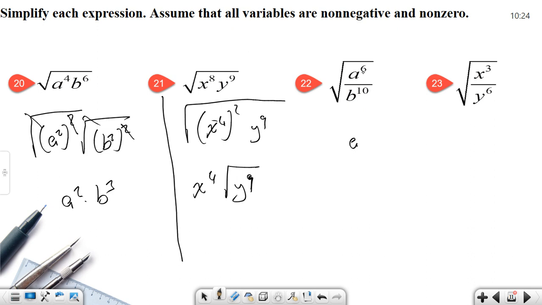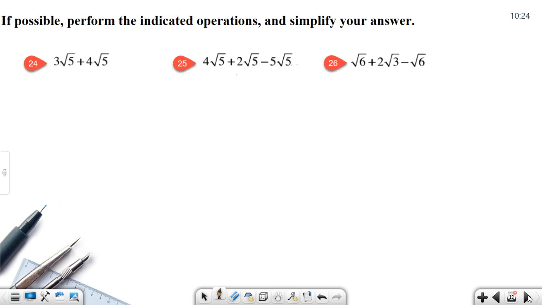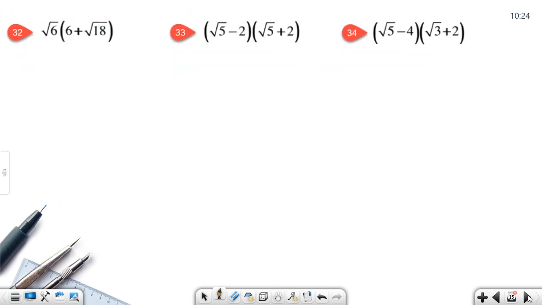The same goes for that one. That's going to be 6 divided by 2. You can try that one when we have a square root. So a to the power of 3, 10 divided by 2, b to the power of 5. For x to the power of 3, it's not divisible by 2. Say x to the power of 3, and 6 is divisible by 2, so y to the power of 3. That's another result.